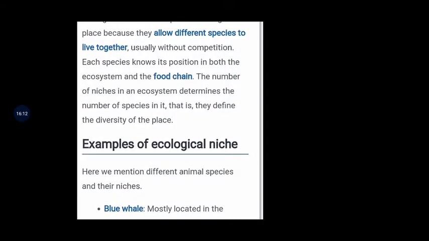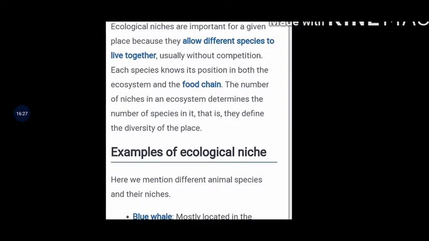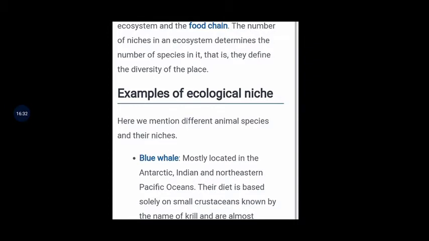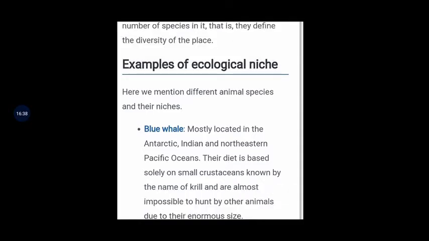Now ecological niche is very important for a given place because it allows different species to live together, usually without competition. Each species knows its position in both the ecosystem and the chain. The number of niches in an ecosystem determines the number of species in it, and that is, they define the diversity of the place. Examples of ecological niche are like the blue whale, mostly located in the Antarctic, Indian and northeastern Pacific Ocean.